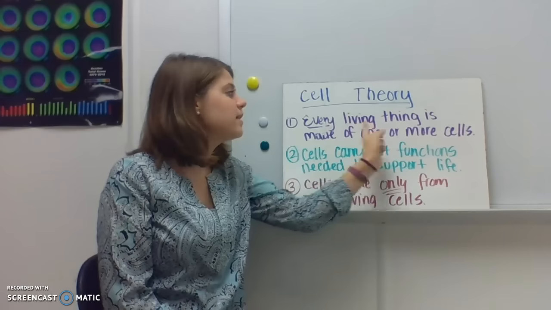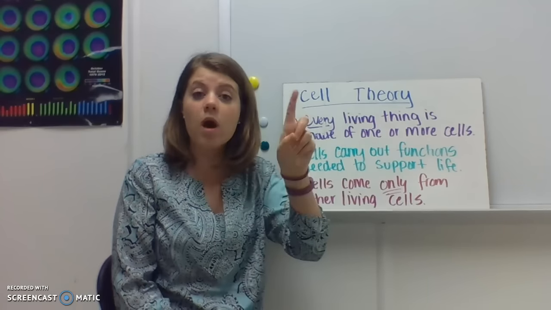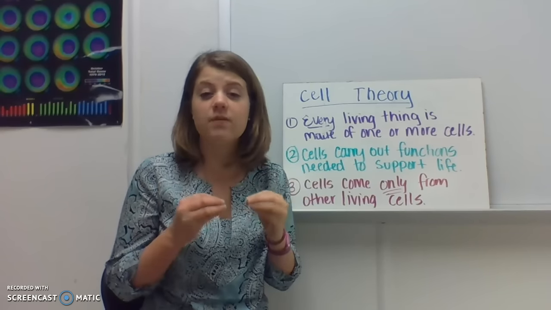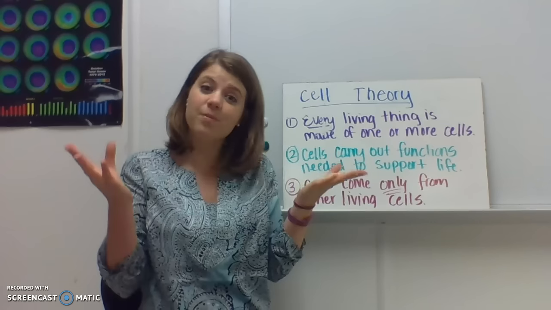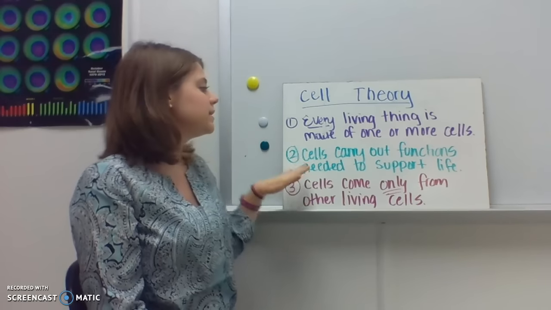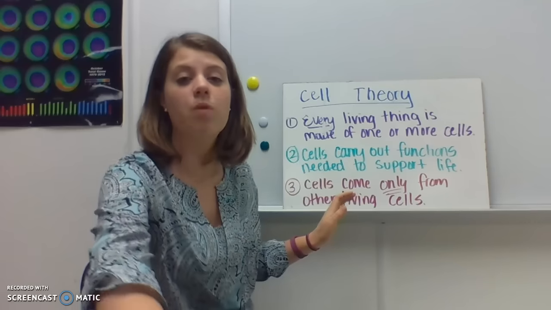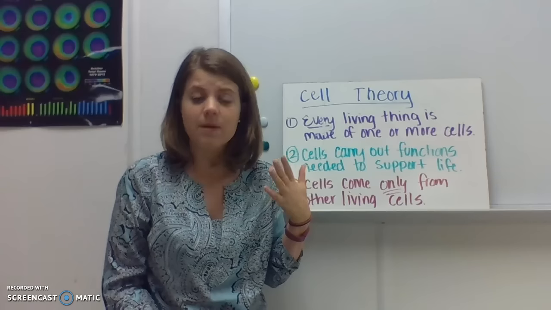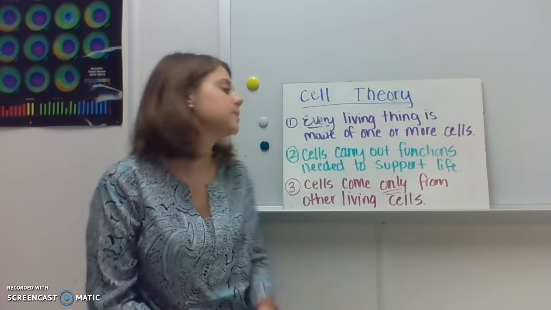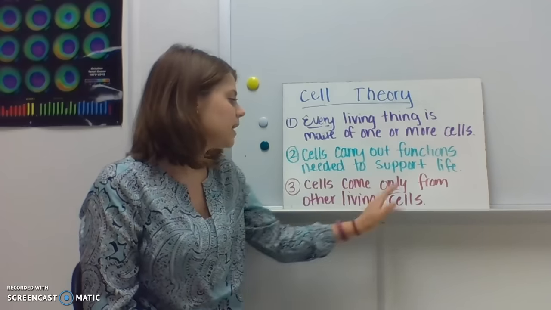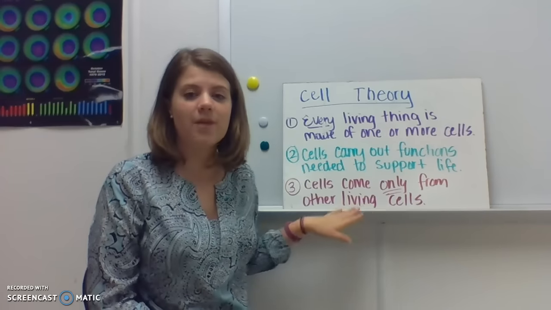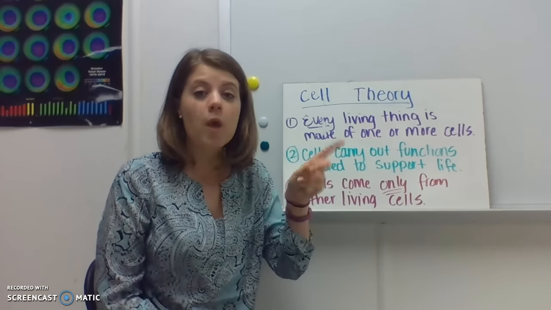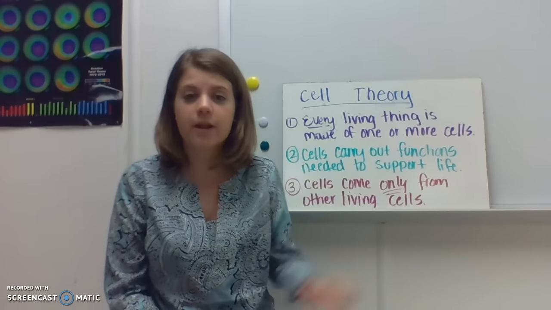One is that every living thing is made up of 1 or more cells. So what's the smallest unit of life you can have? A cell, right? 2, cells carry out functions needed to support life. So your cells are what keep you living, as well as other organisms. And then last but not least, cells come only from other living cells. Does this mean they can come from dead cells? No, they only come from other living cells.